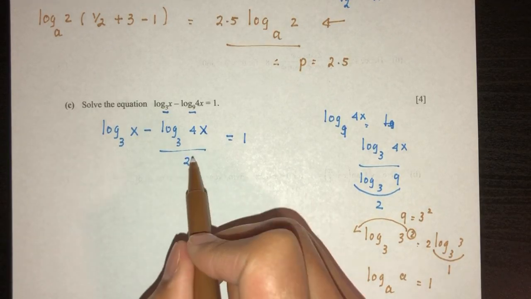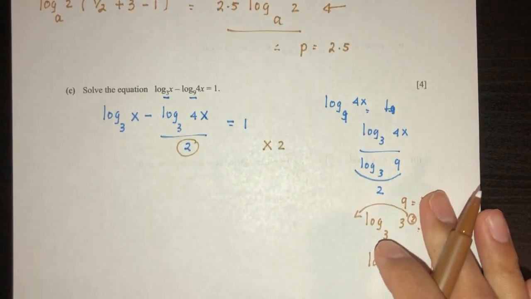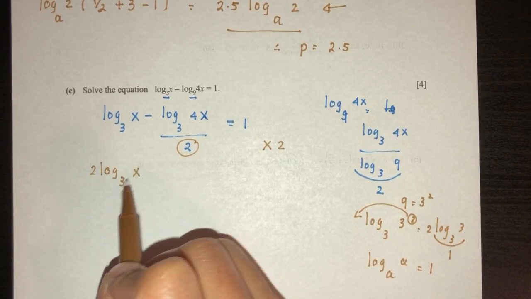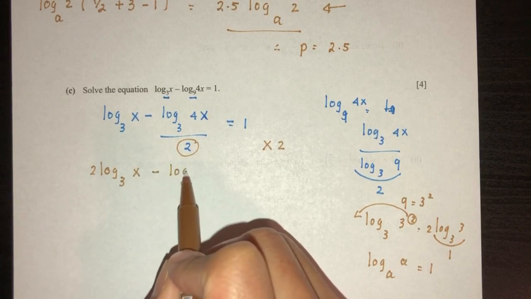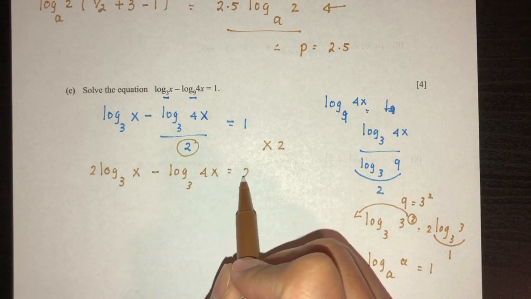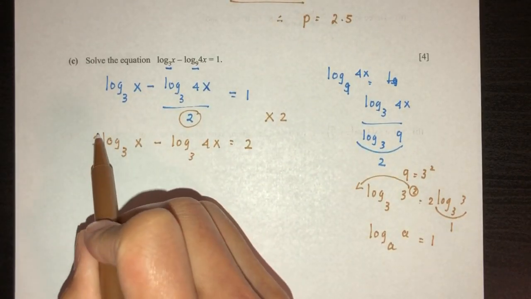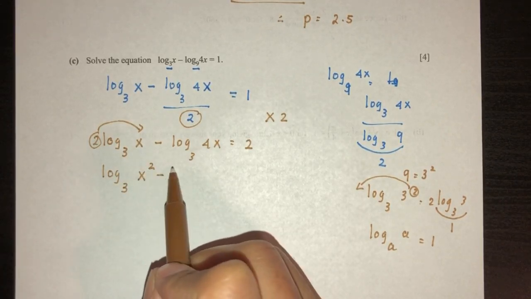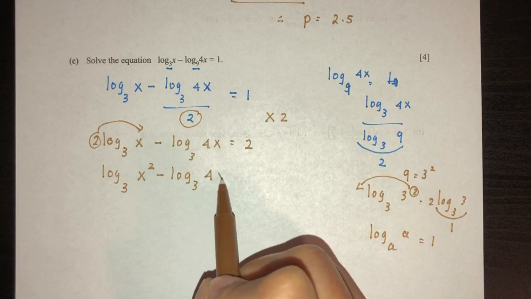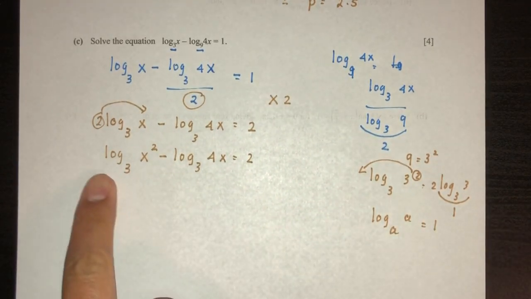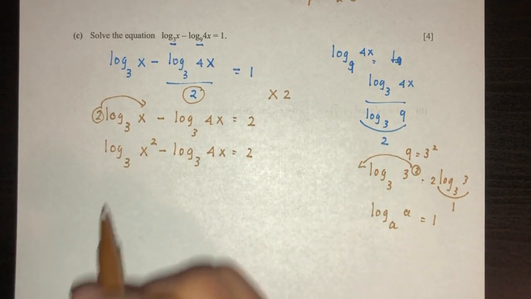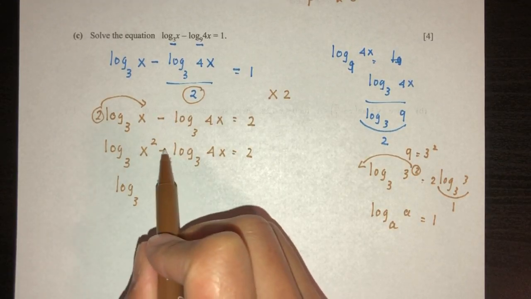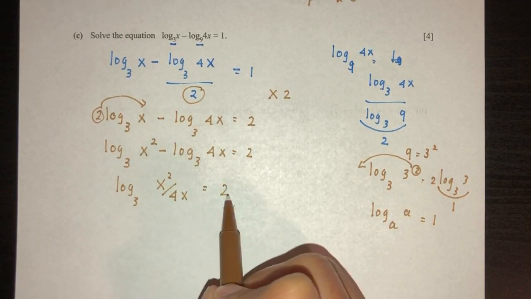Now, to eliminate this 2, we have to multiply by 2 everywhere. You will have 2 log base 3 of x minus log base 3 of 4x equal to 2. Now we have to send this power over here. You will have log base 3 of x squared minus log base 3 of 4x equal to 2. Now we can combine those two together. Let's see what happens. You will have log base 3 of x squared divided by 4x equal to 2.